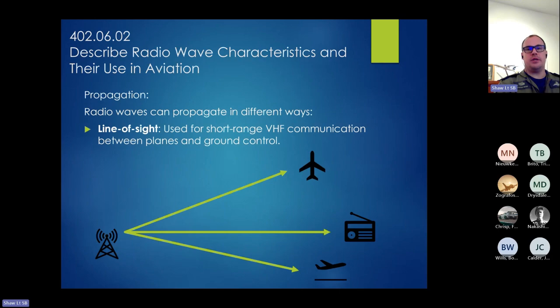Propagation is another term for how radio waves radiate out from their source. Radio waves propagate in different ways. Line of sight, meaning I'm at 3,000 feet and I can see the Calgary Airport, I can see the control tower. I can talk to the control tower, no problem, right? Because I can see it.